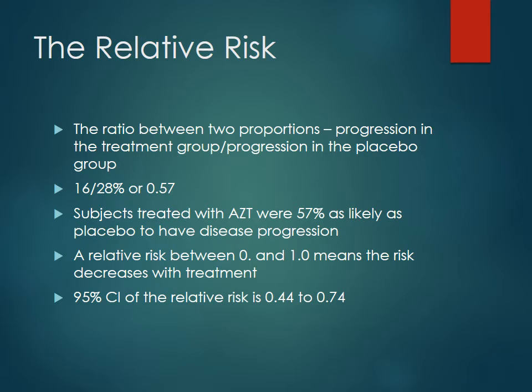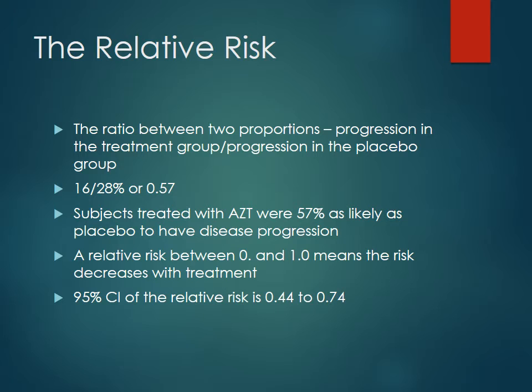Essentially what it means is that patients who were treated with AZT were about half, or maybe 6 out of 10, or 57% as likely as placebo to have disease progression. So it basically says your patients who are receiving placebo are at this baseline risk of 28%, and patients who are getting AZT have about half the risk of having disease progression. So again, it's a way to compare the proportion of your risk that's occurring in each of those groups.